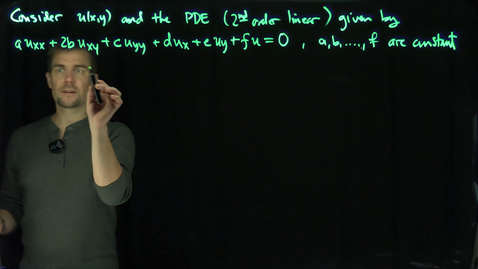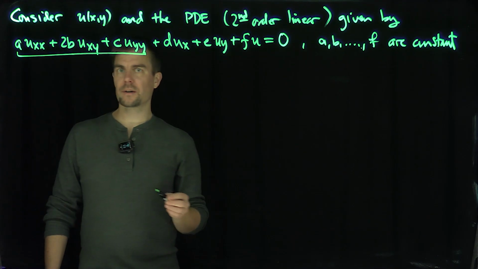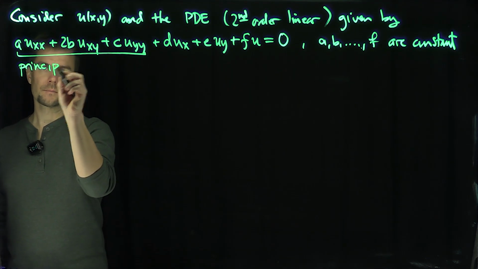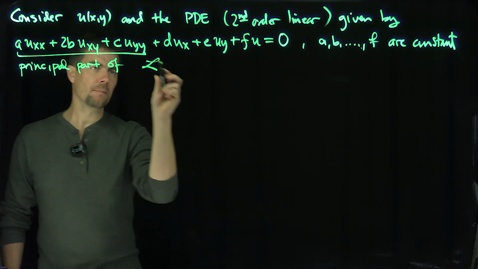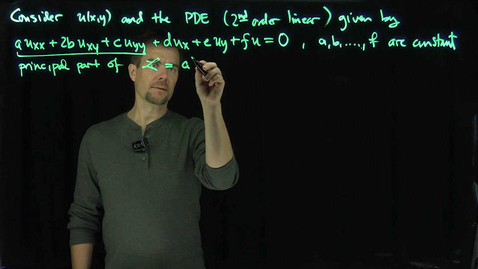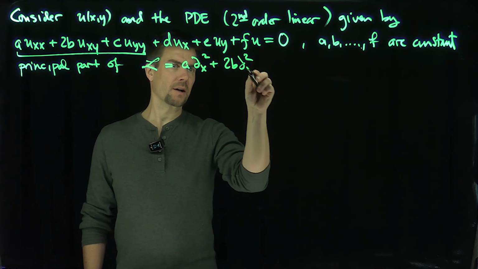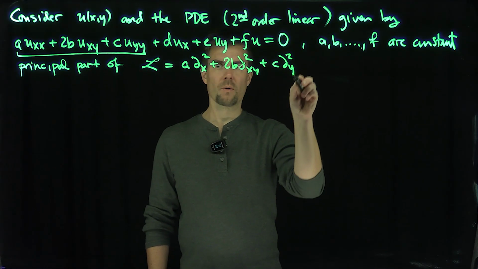I'm going to extract a differential operator from this, and I'm going to use that to classify over here. So I'm going to take this differential operator over here, the second order term. This is called the principal part of the PDE. That's the principal part of the operator L. And let's write L is really a d_x squared plus 2b d squared xy plus c d squared y.